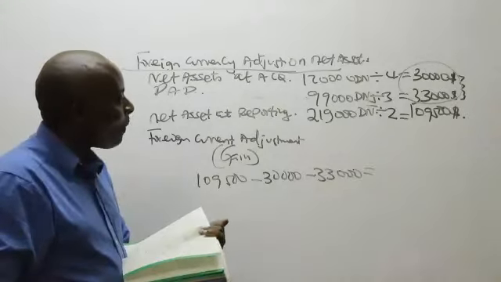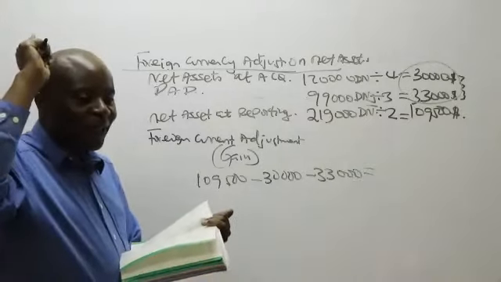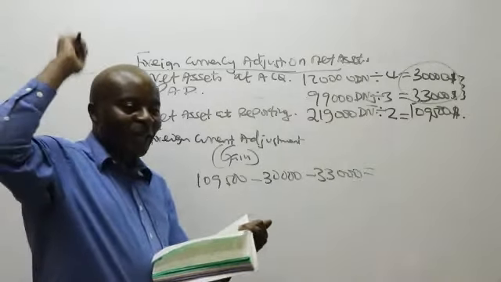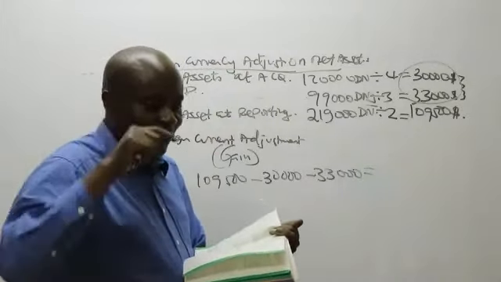120 ilitoka wapi? Umesahau hiyo working tulikuwa nayo huko juu. Kuna working ambayo tulikuwa nayo huko juu ilikuwa na net assets at acquisition.